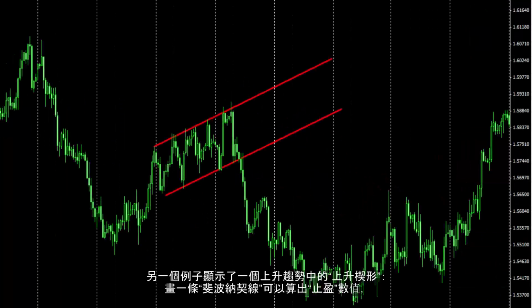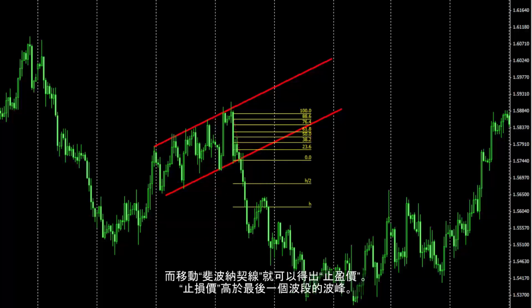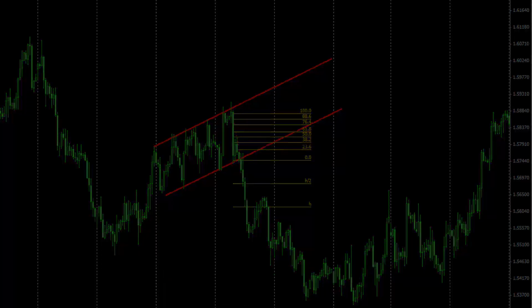Another example shows a rising wedge on an upward trend. TP amount can be calculated by drawing a Fibonacci pattern. By relocating the Fibonacci pattern, TP price can be derived easily. SL is above the peak of the last wave.